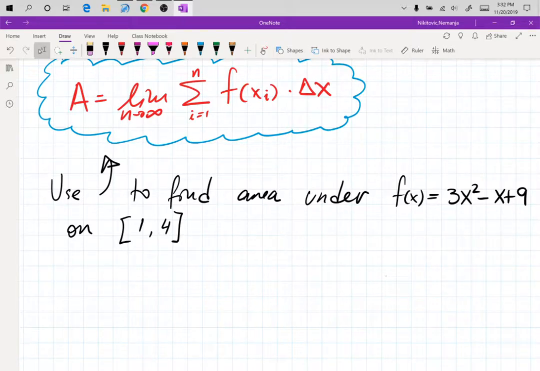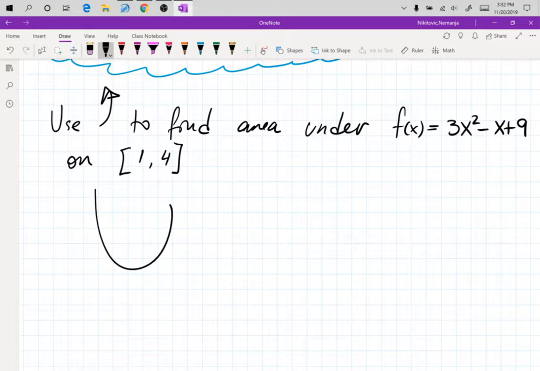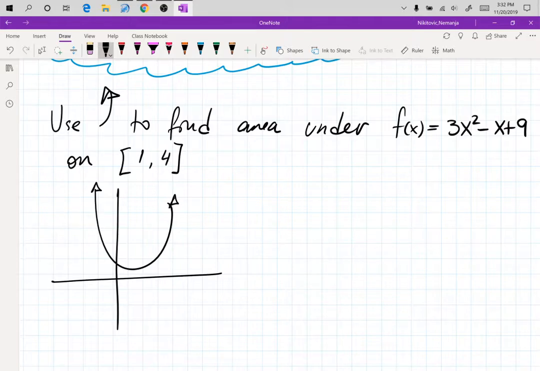Okay. So find the area under the curve. You understand what that means. You draw the function if you can, and then once you have the function, you take 1 and 4, and then the function should be bounded between all of these. So let's say this is the function. I know it's not, but let's say it is. And then 1 to 4, the x-axis and the function, and that will be the area that we are looking for.